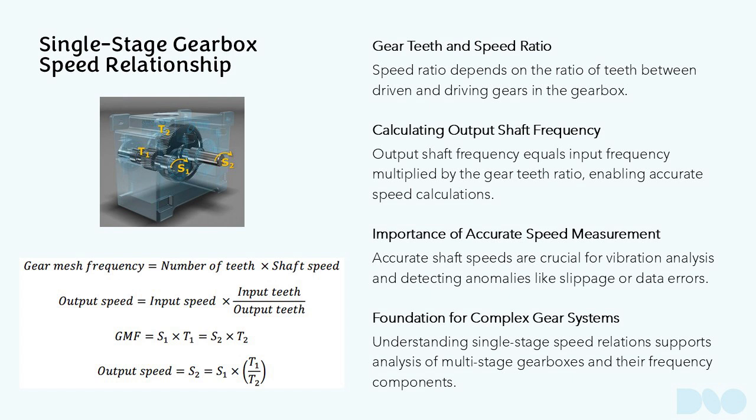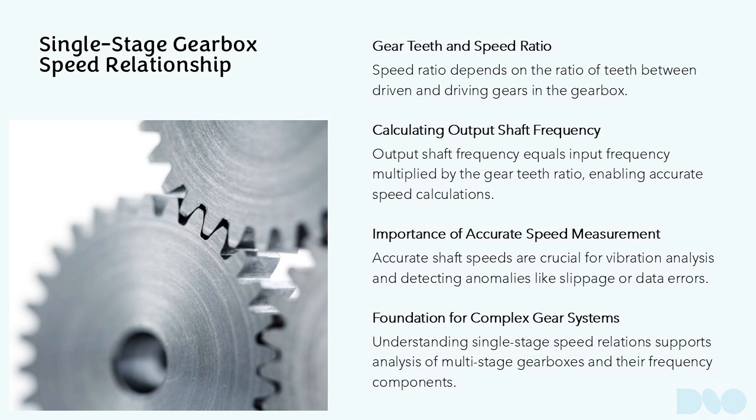Because vibration forcing frequencies scale directly with shaft speed, accurate speed calculation ensures correct placement of spectral markers during analysis. In practice, discrepancies between calculated and measured shaft frequencies may indicate slippage, incorrect gear data, or instrumentation errors.